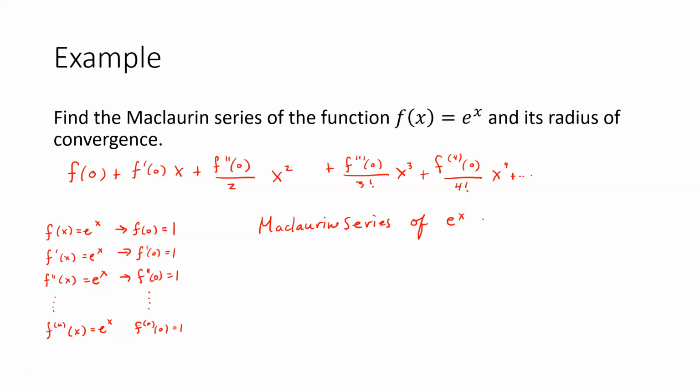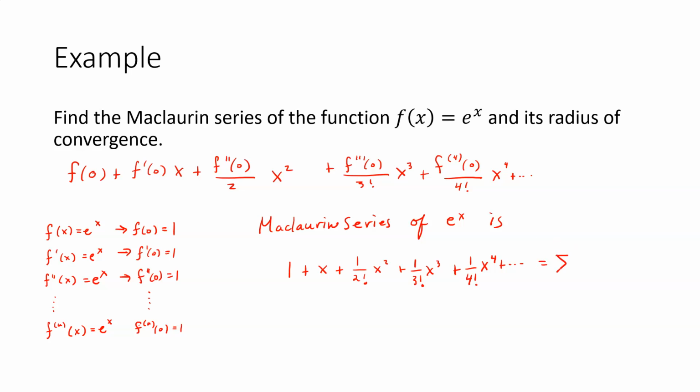Of e to the x is, well, we've got f of 0 is 1, plus f prime of 0 is 1 times x. f double prime is 1, so 1 over 2 factorial x squared. 1 over 3 factorial x cubed. And so on. 1 over 4 factorial x to the 4th. And so on. So now here is our power series representation of the function e to the x.